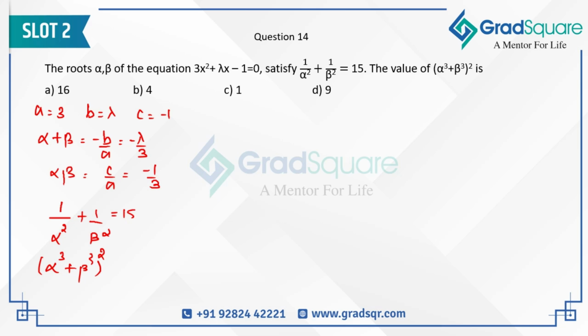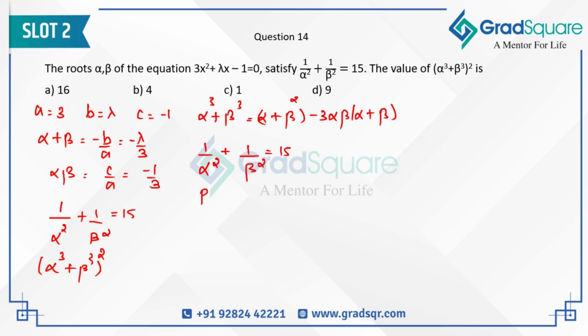So first of all, what is alpha cube plus beta cube? I can write alpha cube plus beta cube as alpha plus beta the whole cube minus 3 alpha beta into alpha plus beta. So if I know the value of alpha plus beta, I can calculate the value of alpha cube plus beta cube, because alpha beta value is minus 1 by 3, but alpha plus beta has minus lambda. Lambda is there, I don't know the value of lambda in the inference that has been derived. Now let me use the expression that is given to us. The equation 1 by alpha square plus 1 by beta square is equal to 15 will give me beta square plus alpha square equal to 15 alpha square beta square.